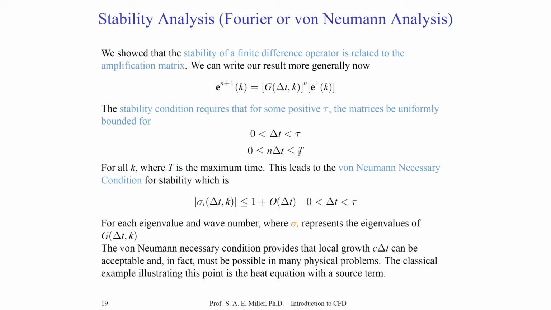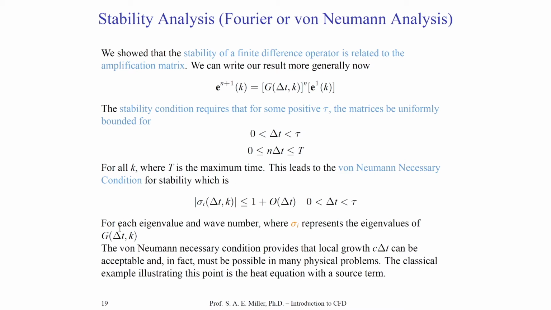Necessary condition means it is not sufficient to guarantee stability. It is just a necessary condition. If we don't meet this linear stability analysis condition, then the scheme will absolutely be unstable. If we do meet it, it might be stable or it might be unstable. It's a necessary but not sufficient condition.